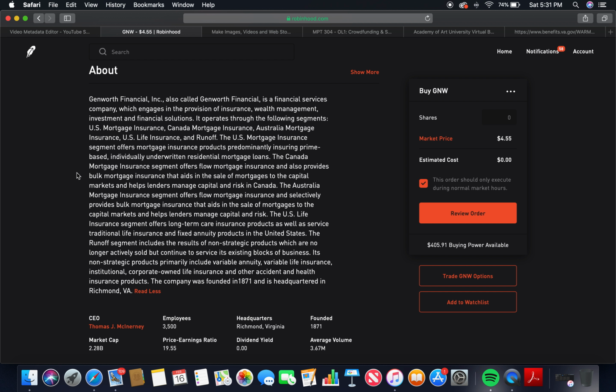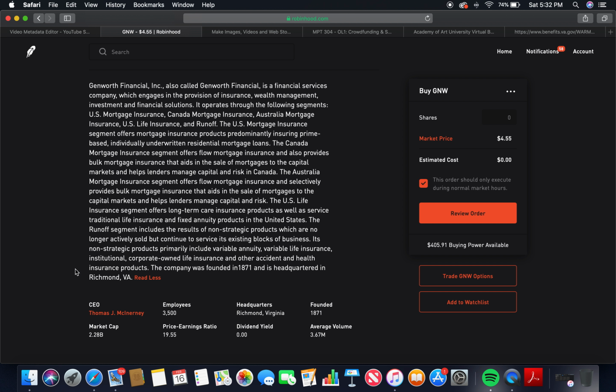The Australia Mortgage Insurance segment offers flow mortgage insurance and selectively provides bulk mortgage insurance that aids in the sale of mortgages to the capital markets and helps lenders manage capital and risk. The U.S. Life Insurance segment offers long-term care insurance products as well as service, traditional life insurance, and fixed annuity products in the United States. The runoff segment includes the results of non-strategic products, which are no longer actively sold but continue to serve its existing blocks of business. Its non-strategic products primarily include variable annuity, variable life insurance, institutional, corporate-owned life insurance, and other accident and health insurance products.